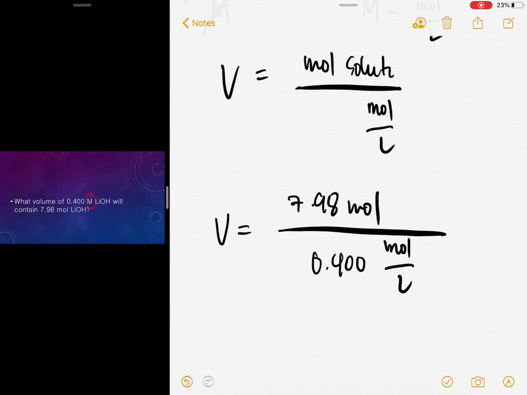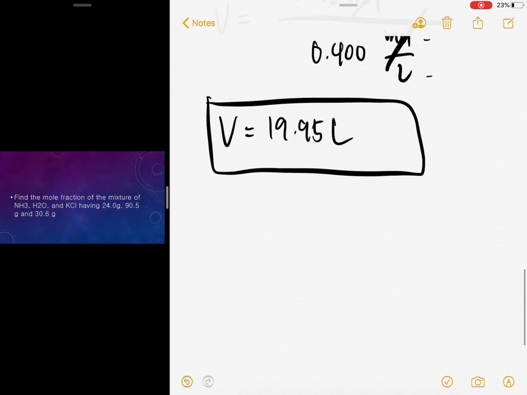Okay, for our last problem, number 5: find the mole fraction of the mixture of ammonia, water, and potassium chloride having 24 grams, 90.5 grams, and 30.6 grams respectively. So, we have 24 grams of ammonia, 90.5 grams of water, and 30.6 grams of potassium chloride. You are asked to get the mole fraction of the mixture. So, ilan yung components natin? Tatlo. So, tatlo din dapat yung calculations natin ng mole fractions. So, let's start, shall we?